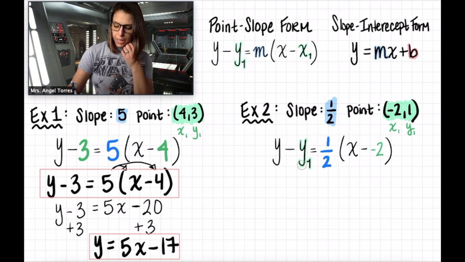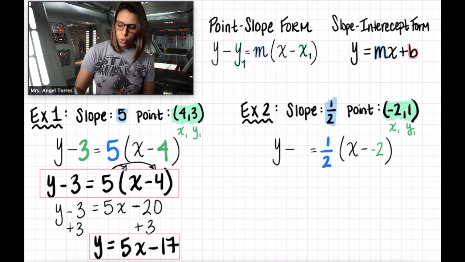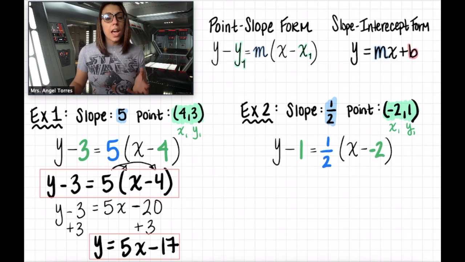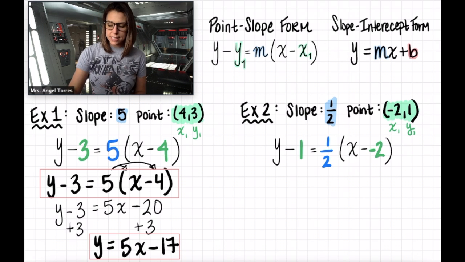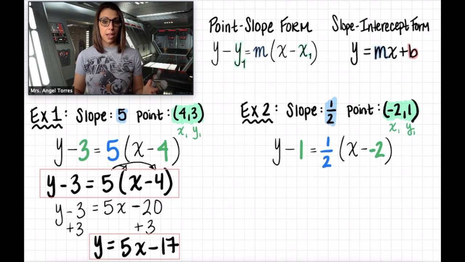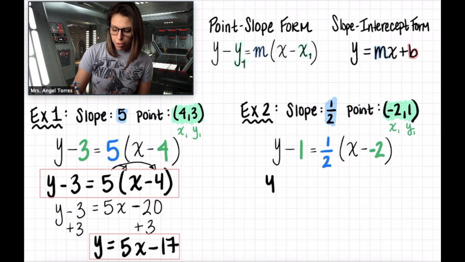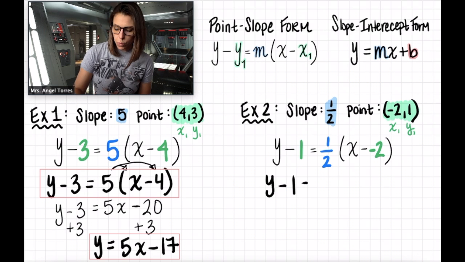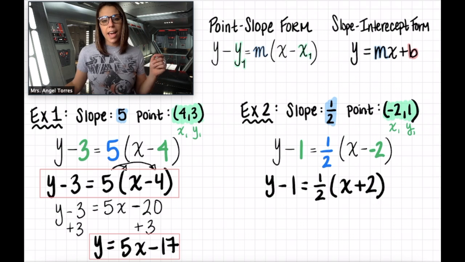And we're going to replace y1 with 1. So now we're going to simplify, and there actually is something to simplify here because this combination of subtracting a negative is equivalent to adding a positive. So when we go to write out our final equation, we have y minus 1 equals 1/2 times the group of x plus 2. And that is the equation of this line in point-slope form.